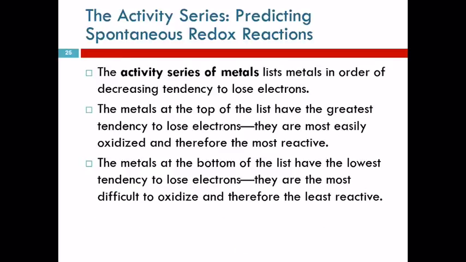An activity series lists metals in order of decreasing tendency to lose electrons. So the ones at the top of the list are most likely to lose their electrons. They're most likely to react.